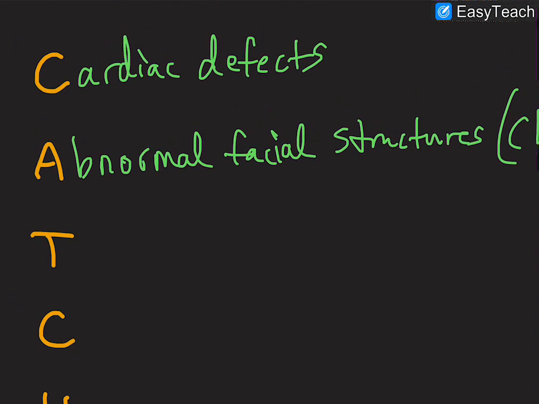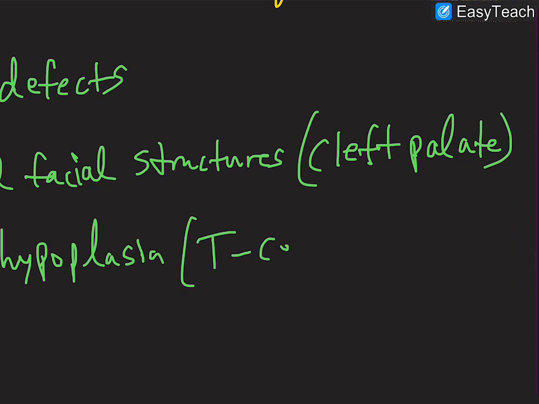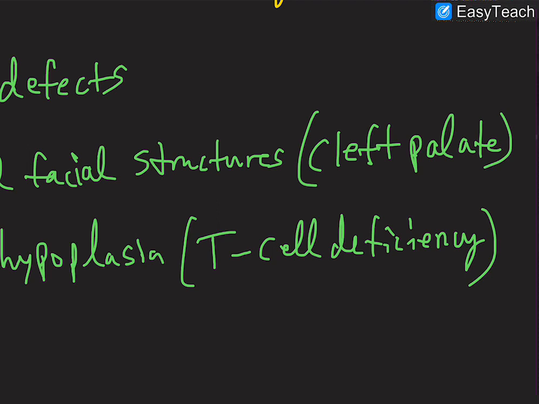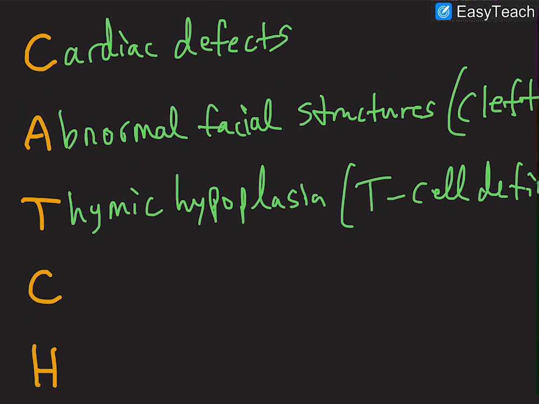The T stands for thymic hypoplasia, or dysfunction of the thymus. So we can just write thymic hypoplasia, right? Which will lead to, we already know, a T cell deficiency, as T cells mature in your thymus, and if your thymus is not functional, then you won't have mature T cells.